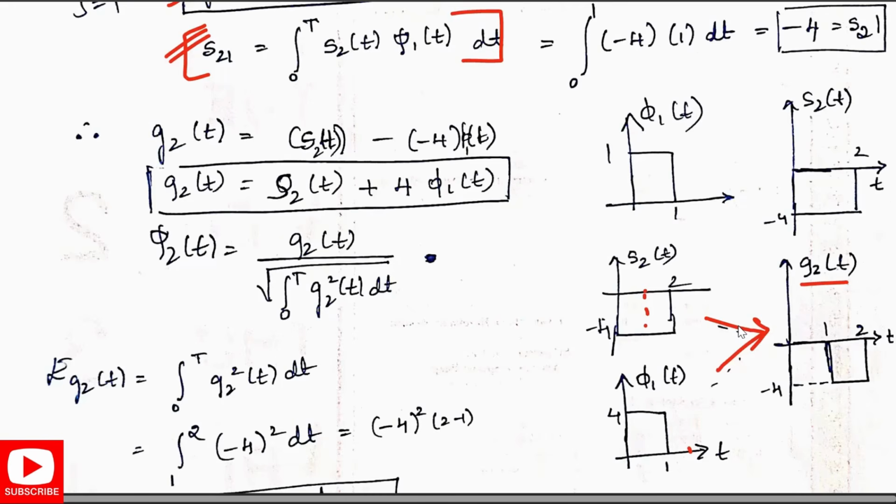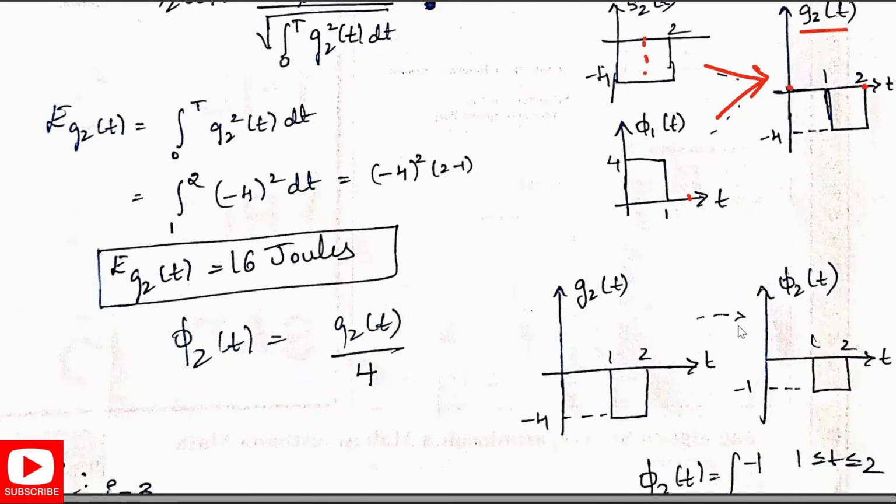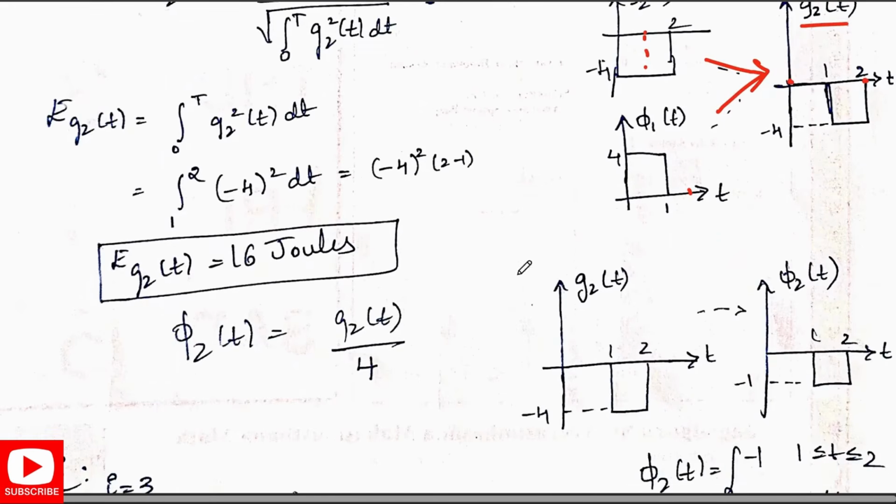What do you need to find? Phi 2 of t. For that, we got the numerator. We need to find the denominator, which is our energy. See here, from where to where is the limit? 0 to 2. So 0 to 2, what is the amplitude? It is minus 4 square. So substituting it, you get 16 joules. So what will be my phi 2 of t? It will be G2 of t divided by 4. So for this graph, you need to divide it by 4. On dividing it by 4, you get this one as minus 1.